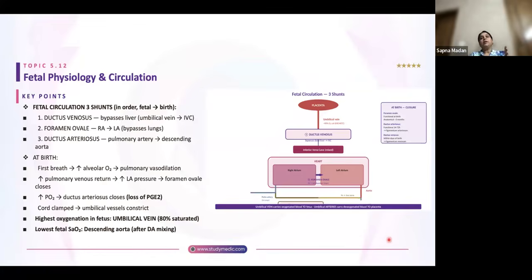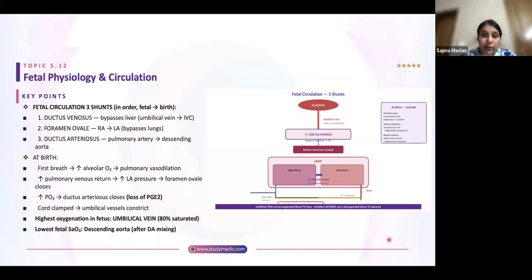So the umbilical vein is carrying oxygenated blood from the placenta to the fetus. Now, if it enters the liver, then if it goes to the liver sinusoids, etc., it will get deoxygenated immediately. And at the moment, we do not need the liver to be oxygenated well. So there is a shunting of blood via the ductus venosus. So that is your first shunt. Okay, it will bypass the liver, and the oxygenated blood will go from the umbilical vein to the inferior vena cava. Then we have the foramen ovale.